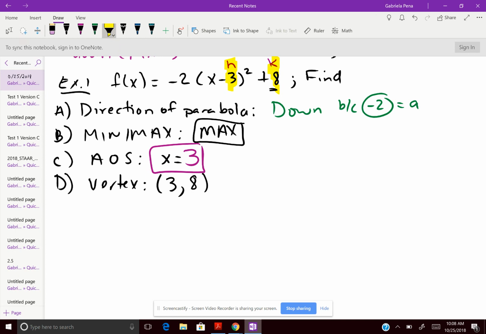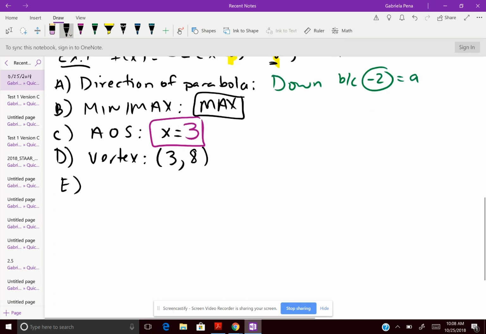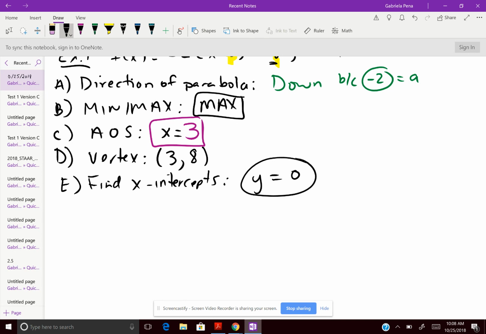Okay. Part E is going to be: can you find the x-intercepts? Now, what have we learned in the past? When you look for your x-intercept, who is 0? The y. So we know that y equals 0, right? So when I have my point, it's going to be something, 0.